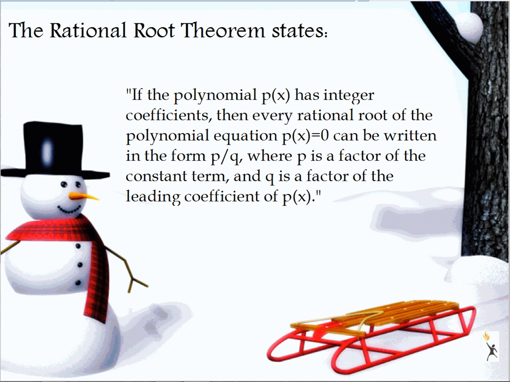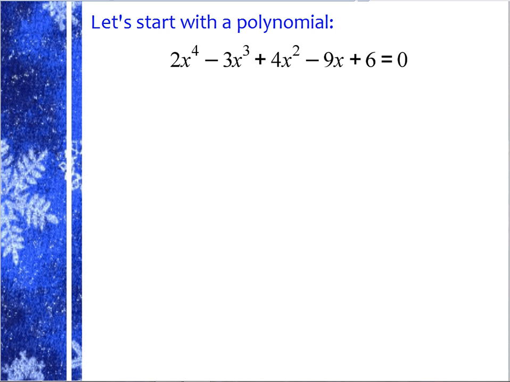The rational root theorem says if the polynomial, we're going to call it p of x, has integer coefficients, then every rational root of the polynomial equation p of x equals 0 can be written in the form p over q, where p is a factor of the constant term and q is a factor of the leading coefficient of p of x. Does that make perfect sense to you right now? You mean it doesn't? Oh, well, let's talk about that then.